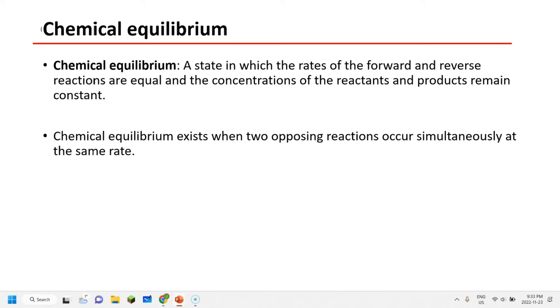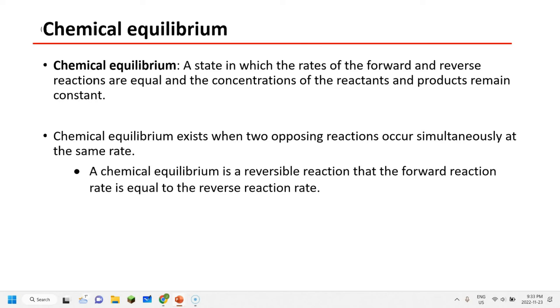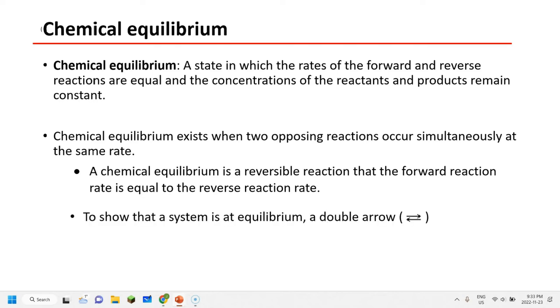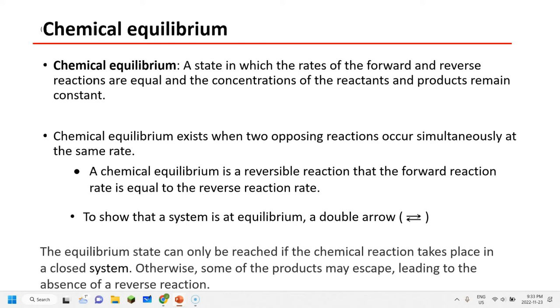Now, when something establishes chemical equilibrium, the rates of these two are equal. And this is a signature of chemical equilibrium, that the rate of the forward reaction will be equal to the rate of the reverse reaction. Now, since our reaction can go in both directions, rather than using a one-way arrow like we did in the past, we use a two-way arrow. And for a chemical equilibrium to be established, it has to be in a closed system. So we can't have it occurring in an open system where some of my reactant or product can escape.